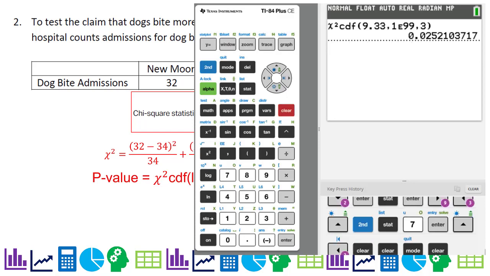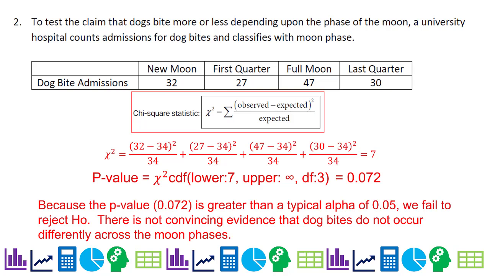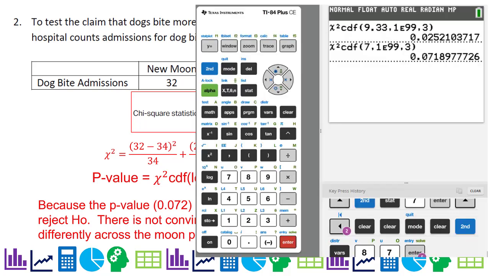And when we run that, we get a p-value of 0.072. So now we have our p-value, 0.072. Because this is greater than a typical alpha of 0.05, we fail to reject H0. There's not convincing evidence that dog bites occur differently across the moon phases.